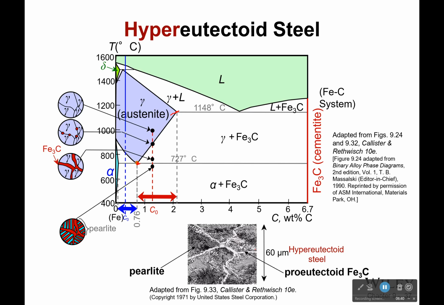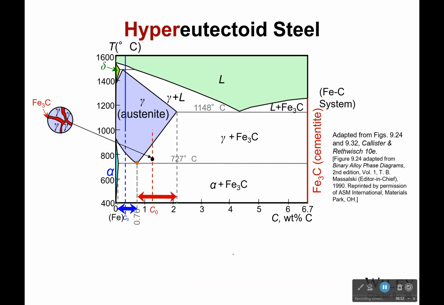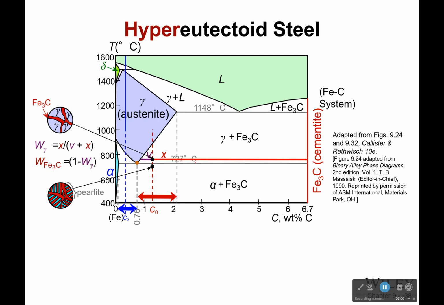You can see that proeutectoid cementite just means I had too much of it, so now all of it went to pearlite, and then I have those bands, or those big sections of pearlite in here. So you can see it kind of looks like cracks in the middle. And if we want to, we can also calculate this. But just remember, whatever you're closest to, you're going to have more of that. So right now, I am far closer to austenite, so it's going to be a lot more austenite than cementite. And after I pass over, all of the austenite that I had beforehand turns to pearlite.